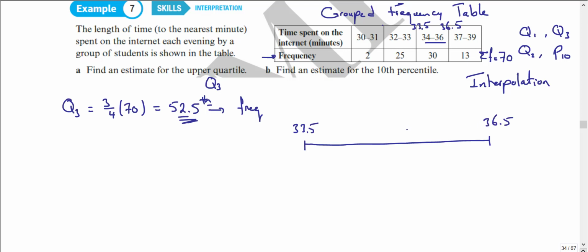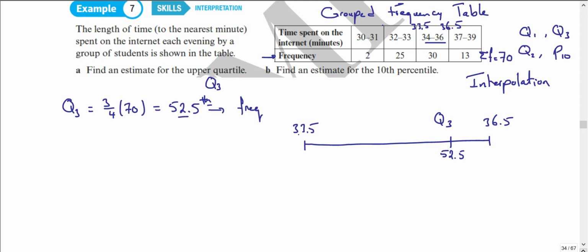36.5. And then we know that Q3 is here, closer to this value. So it should be somewhere here. Where exactly, we don't know. Or we know, yeah, it's at the 52.5 position. So we write here 52.5. Tamam?